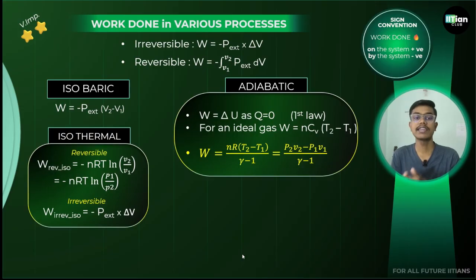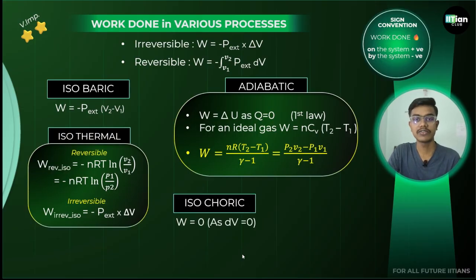And in case of adiabatic, as I mentioned, work done is directly equal to delta U. This is from the first law because delta U is equal to W plus Q, and Q is 0 in adiabatic processes. And for an ideal gas, W is equal to nCv delta T. That is coming directly from delta U. Delta U is written as nCv delta T, and the usual formula for adiabatic work done is nR into T2 minus T1 divided by gamma minus 1. Gamma is the adiabatic constant, and in terms of pressure, it is P2 V2 minus P1 V1 divided by gamma minus 1.